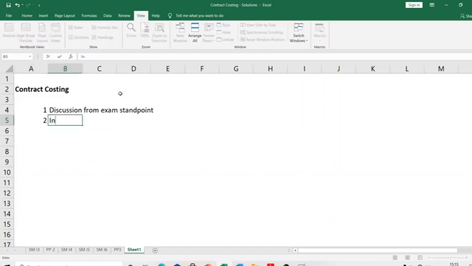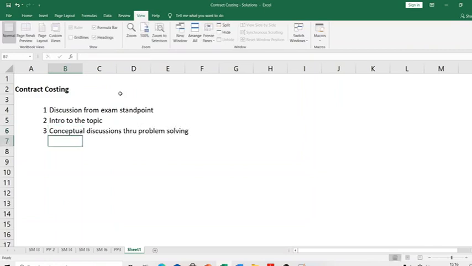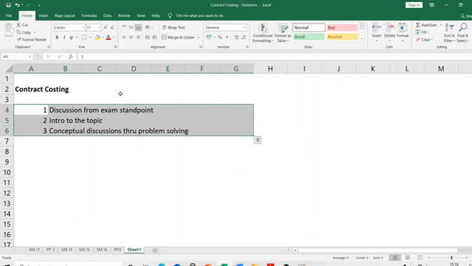Then we will have an intro to the topic, where we will understand what this topic is and how it relates to the goal of a costing system, and what we will be looking at at a high level. All of that we will understand in the second part. Then we look at conceptual discussions through problem solving. We will take several problems and use them to understand the concepts in this topic. So this is how I want to split this lecture. Okay, three parts. So let's first focus on the first part.